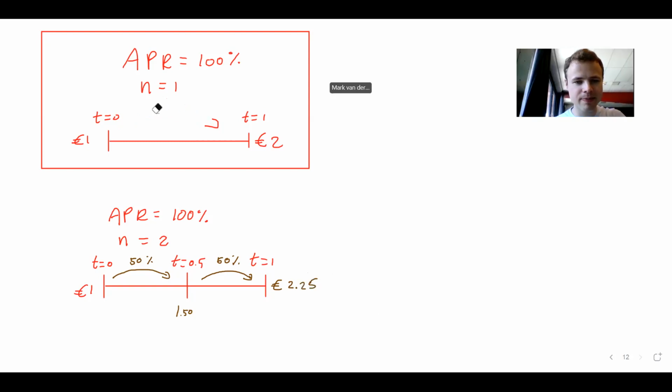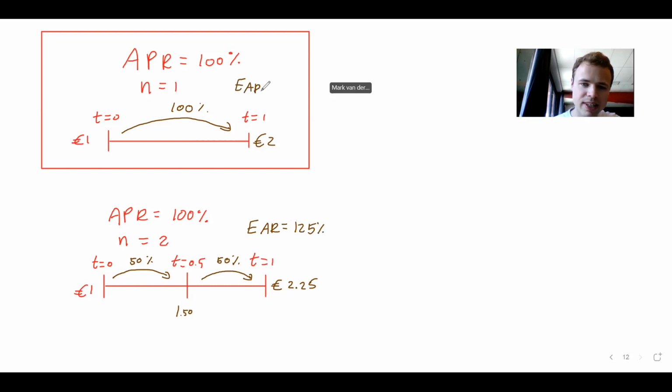That's really interesting because here you only got 100% divided by 1, which is 100%, and then you ended up with €2. But now you got the interest paid out twice a year, and then you get some extra compounding. So you get 50%, and on top of that amount, you get again 50%. So here your effective annual rate was 125%. Do you see that? Well, there your effective annual rate was just 100%, equal to your APR.